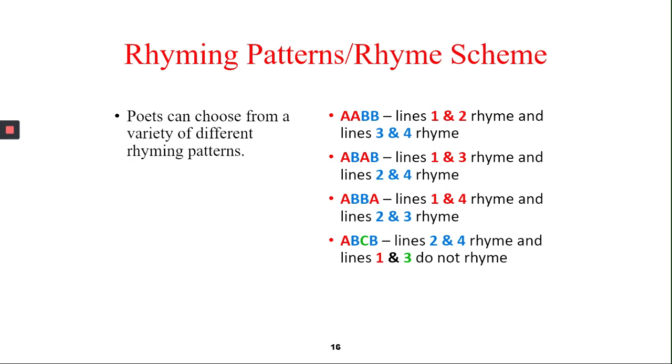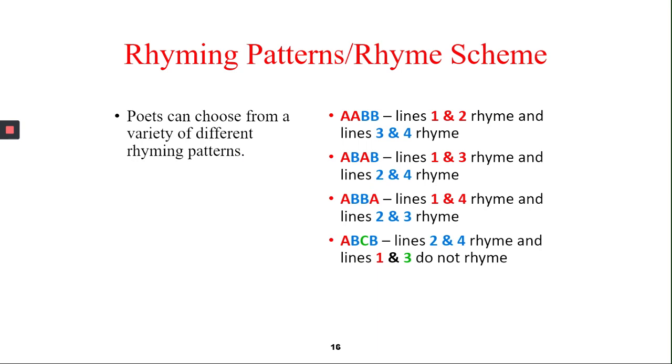Third is the pattern ABBA, wherein lines 1 and 4 rhyme and lines 2 and 3 rhyme. Last but not the least is the ABCB. Lines 2 and 4 rhyme and lines 1 and 3 do not rhyme.